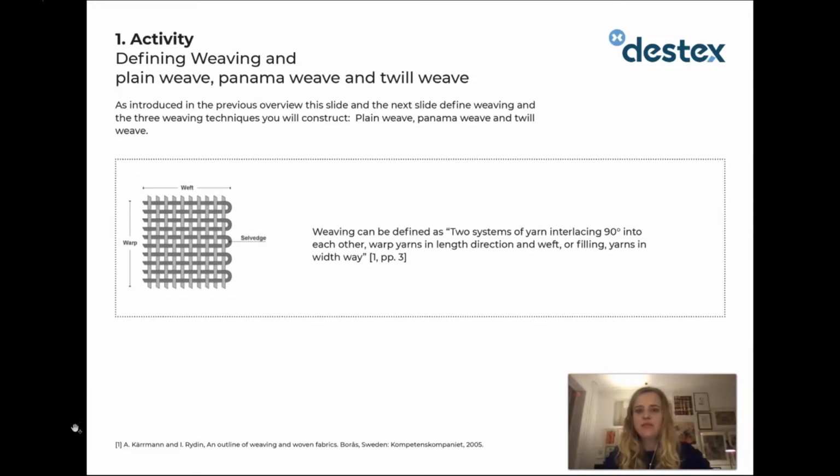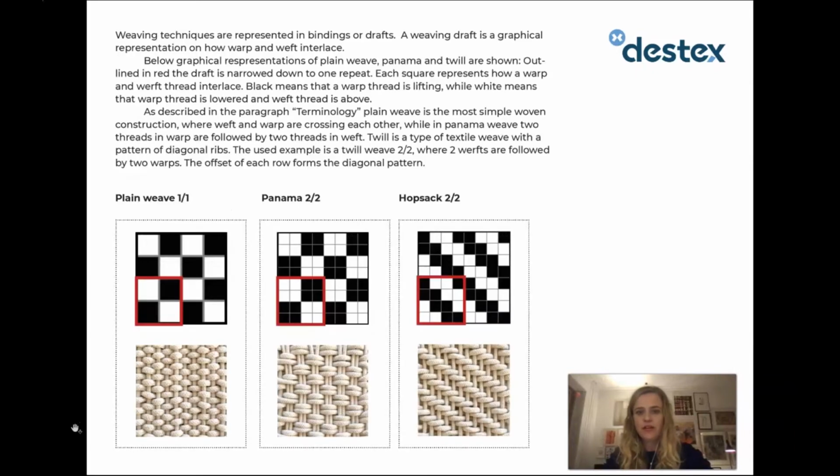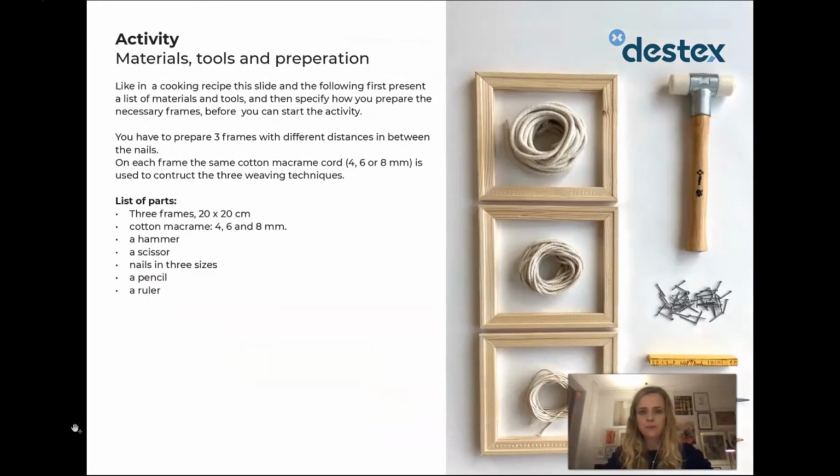Weaving. Weaving can be defined as 2 systems of yarn interlacing at 90 degrees into each other: warp yarns in the length direction and weft or filling yarns in the width direction. Here you can see the 3 bindings: plain weave, Panama weave, and hopsack.